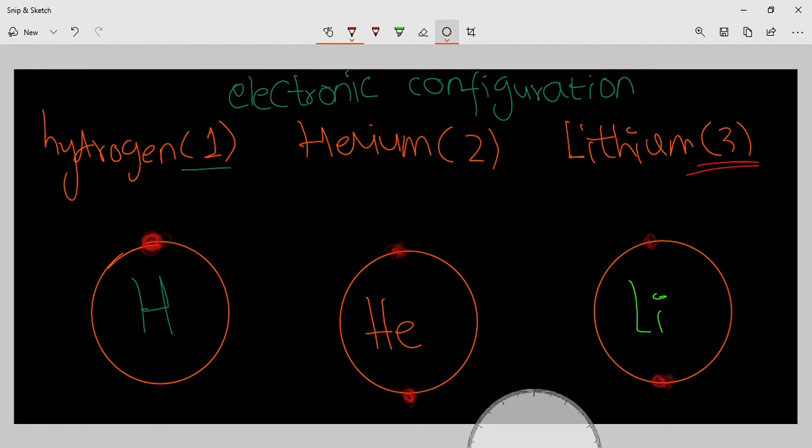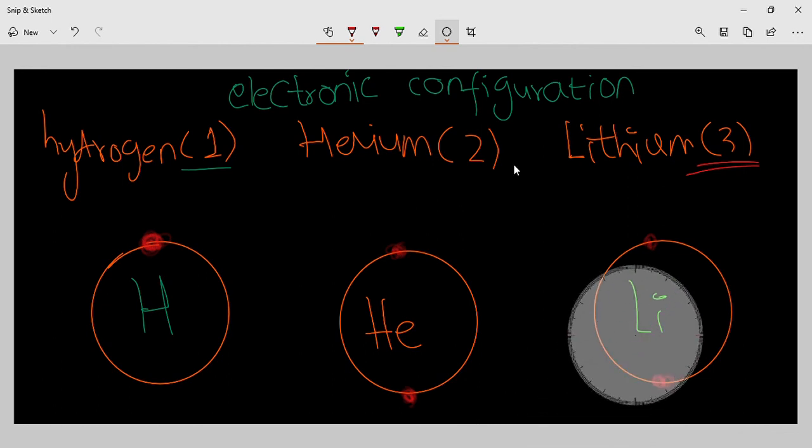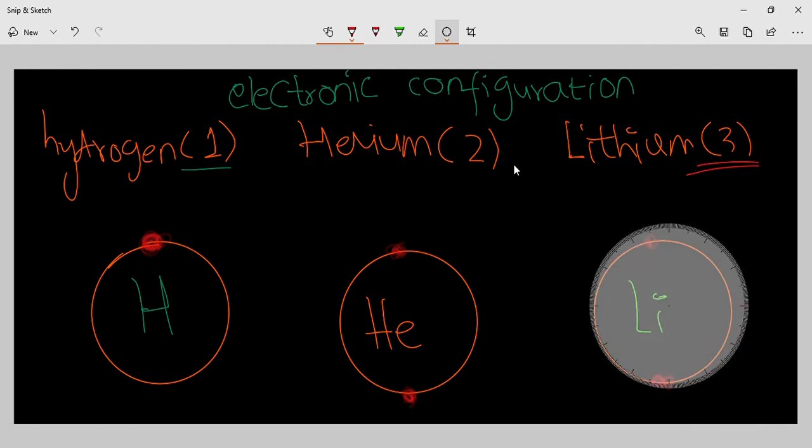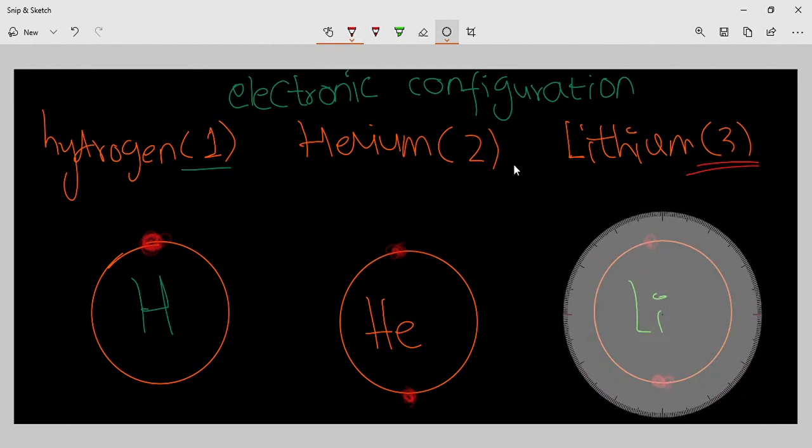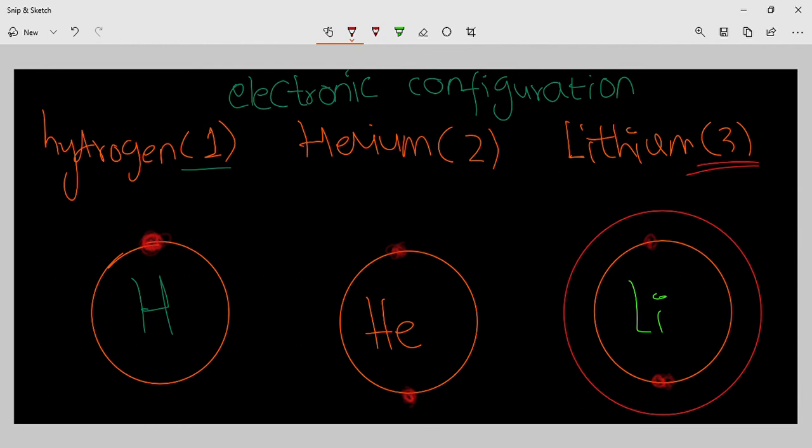Now we will draw the second shell. The second shell should be a little bit bigger than the first one, and we will draw it like this. Now we will draw the third electron in the second shell. So this is how you do the electronic configuration. I hope you have found it easy. So go and try the electronic configuration of the first 20 elements.